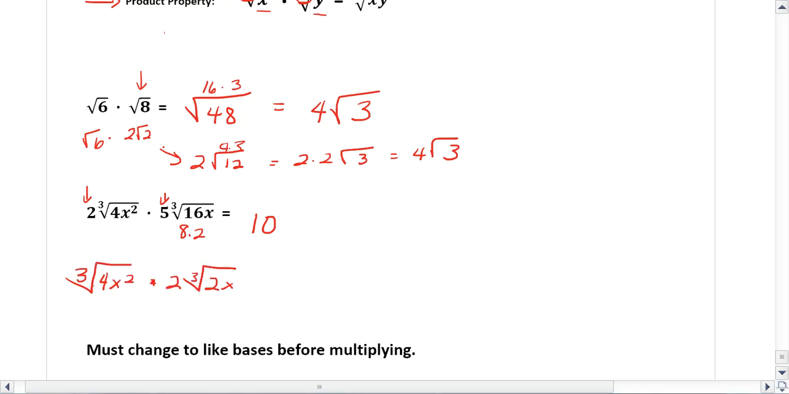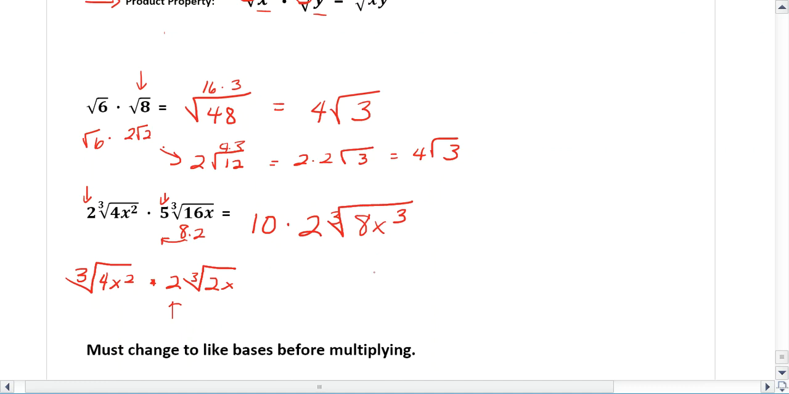And then I would have, I left the first radical the same, third root of 4x squared, times, okay, so this 8 is the perfect cube, so the 2 came out in front. That's where this 2 came from. And then there's a 2x left behind. So I still have my 2 times 5 is 10, but now I'm multiplying this by 2, and now I'm going to go ahead and multiply my third roots. 4x squared times 2x is 8x cubed.